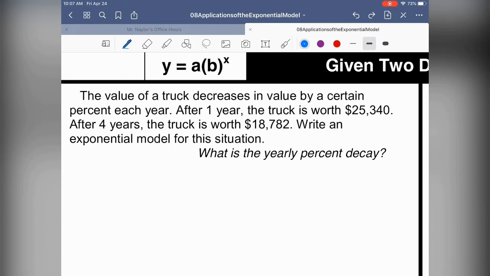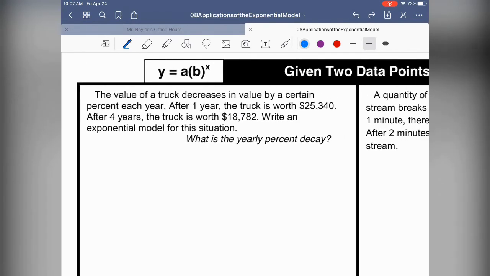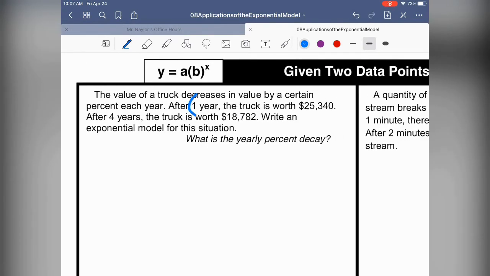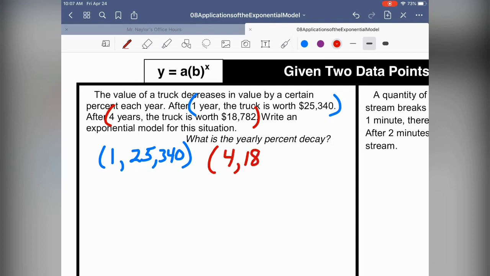Now, whenever we plug numbers into the exponential model, we always have to think about what it is that we're given. And I'd like to help you realize that what you're actually given here are two data points. You see, we could say that 1 matches with 25,000. And when two numbers match, they can be written as a point. And you see 4, well, it matches with 18,000. And same thing, when numbers match, we can write them as a point.